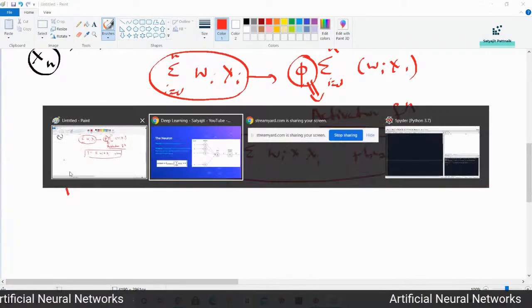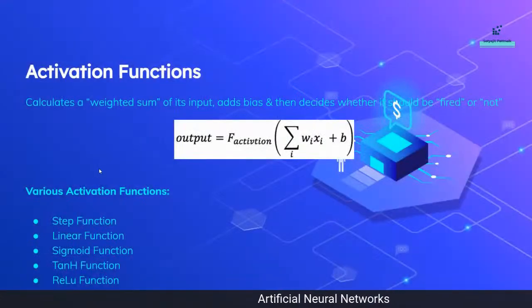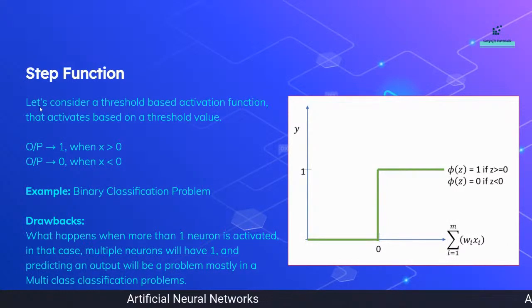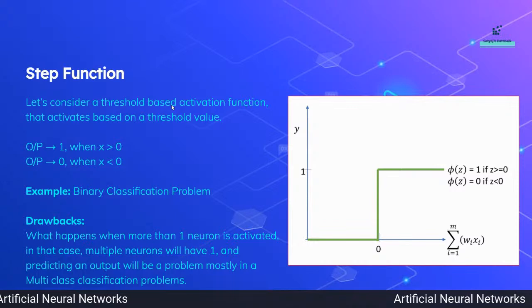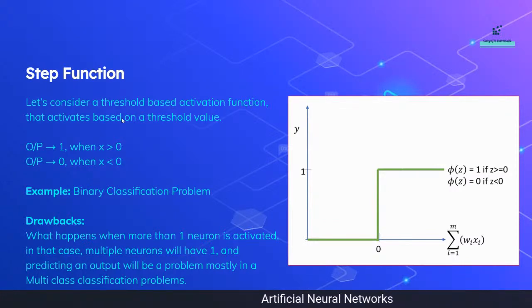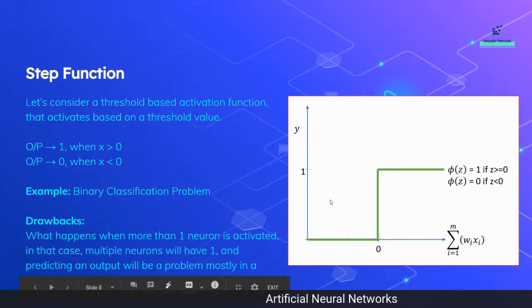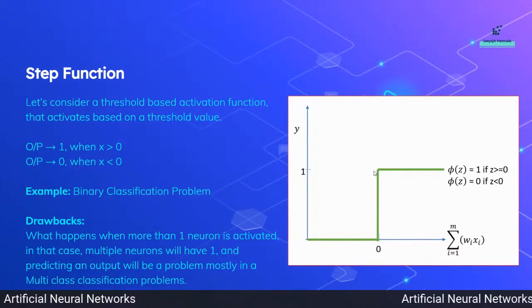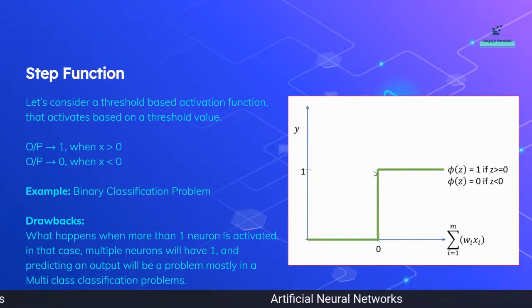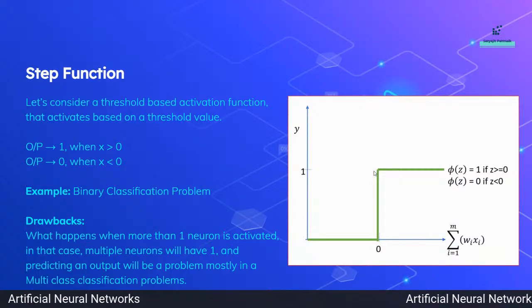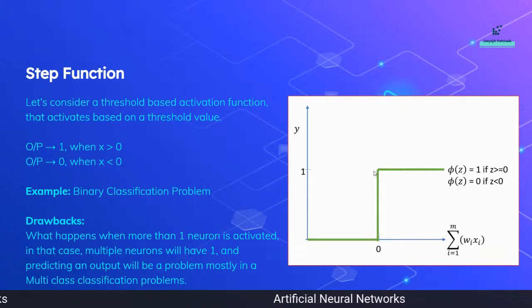So the first activation function is the step function. What is a step function? Let's consider a threshold-based activation function that activates based on a threshold value. This image is an example of a step function. On the x axis we have 0 and 1, and the y value is 1 when the x value is more than 0. So only when x is greater than 0, your output, that means your y value, is 1. That means your neurons are activated only when x is greater than 0. When x is less than 0, your neurons are not activated.